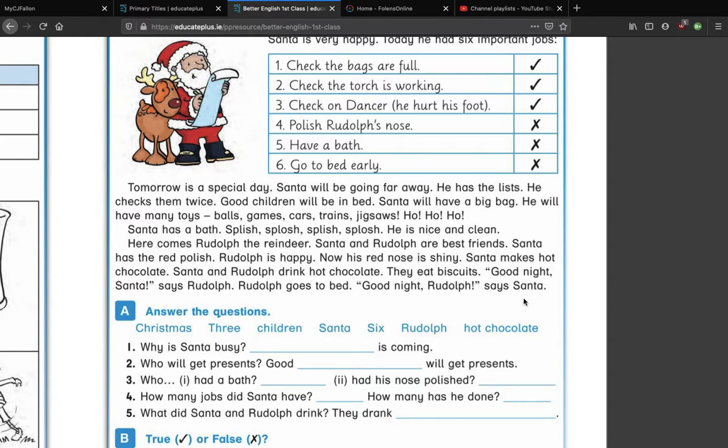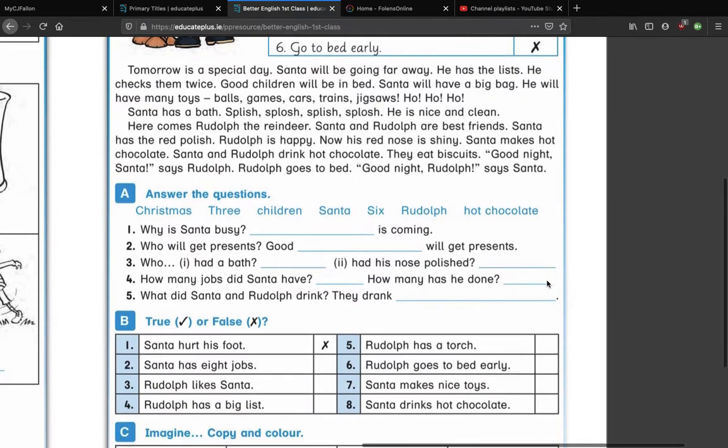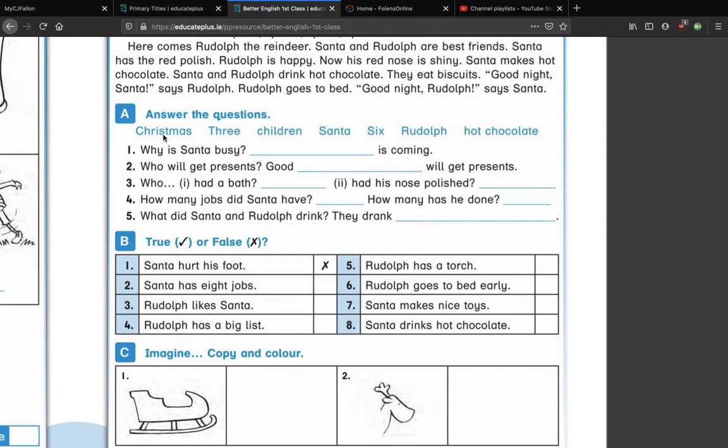Okay, so there you have your comprehension. Now we can answer some questions to make sure we understood it. We have some blue words, some keywords here: Christmas, 3, children, Santa, 6, Rudolph, and hot chocolate. Number 1, why is Santa busy? Because blank is coming. Who will get the presents? Good blank will get the presents.